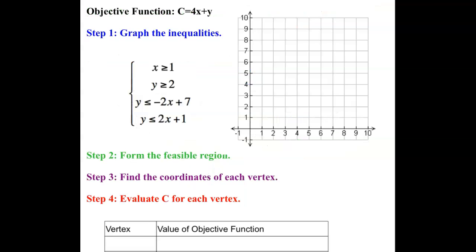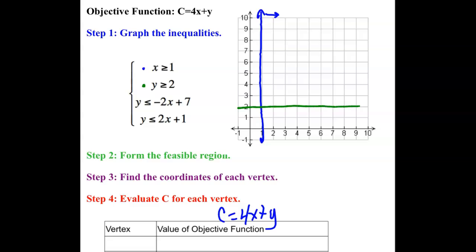All right, let's try one more. This time our objective function is 4x plus y. We are given some constraints again. This time we want x to be greater than or equal to 1, so we are going to have a vertical line at 1, and we want to shade to the right of that. We have the inequality y is greater than or equal to 2, so a horizontal line at 2, and we want to be greater than, so shading above.